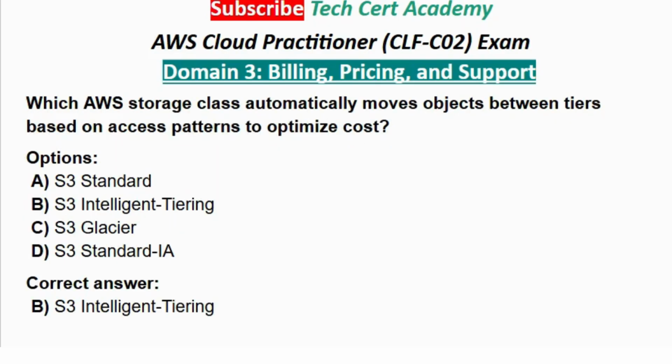Which AWS storage class automatically moves objects between tiers based on access patterns to optimize cost? Options: A. S3 Standard, B. S3 Intelligent Tiering, C. S3 Glacier, D. S3 Standard IA. Correct answer: B.